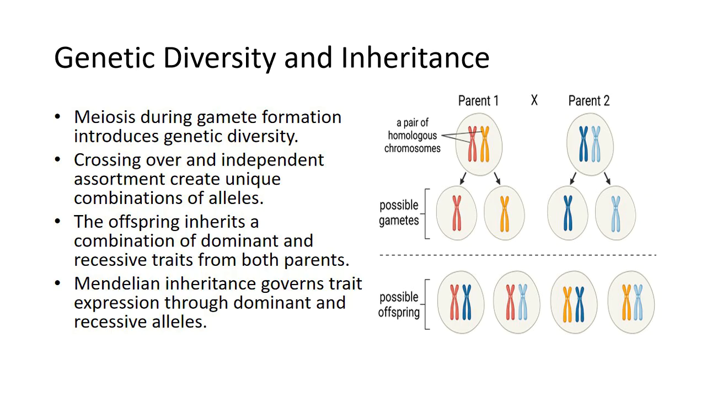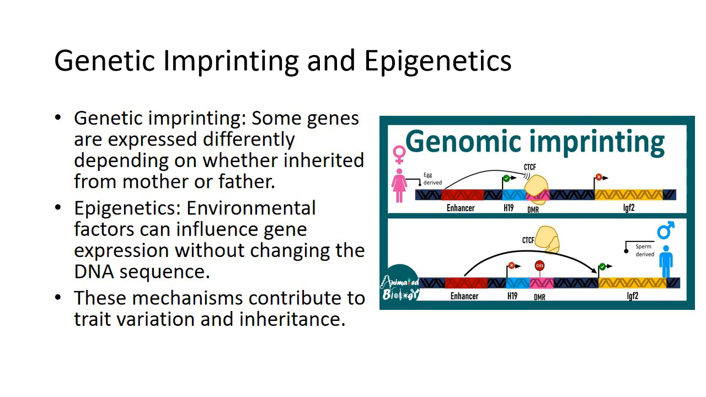Mendelian inheritance patterns govern how traits are passed from one generation to the next, ensuring that offspring inherit traits from both parents, such as eye color, blood type, and hair color. Genetic imprinting. Some genes are imprinted, meaning their expression is determined by which parent they are inherited from. For example, in some genetic disorders, the expression of the disease depends on whether the defective gene was inherited from the mother or the father.